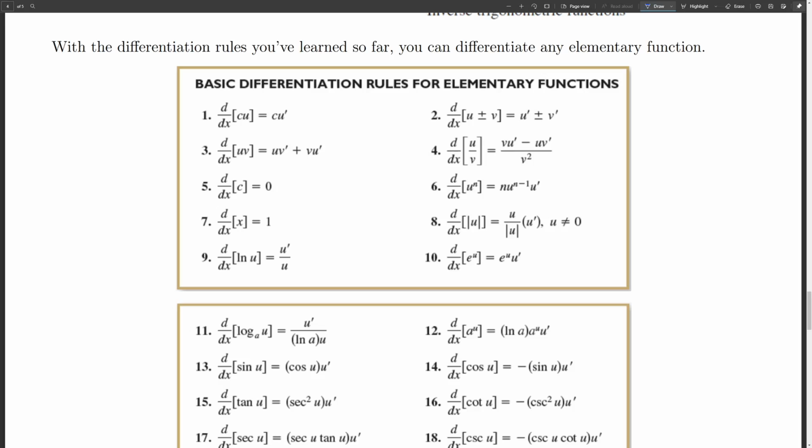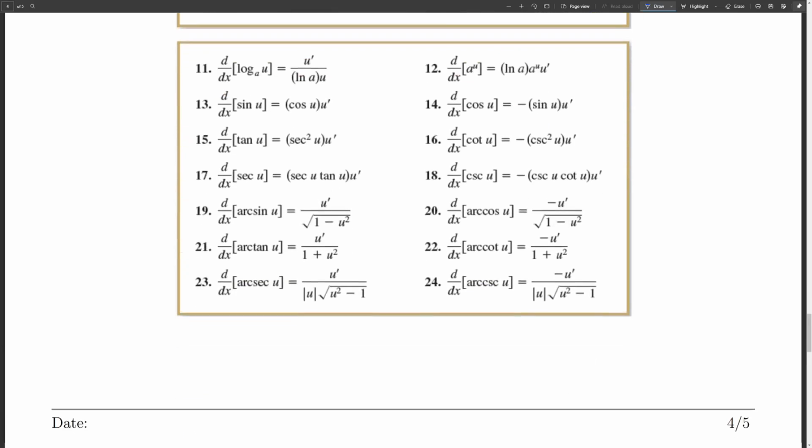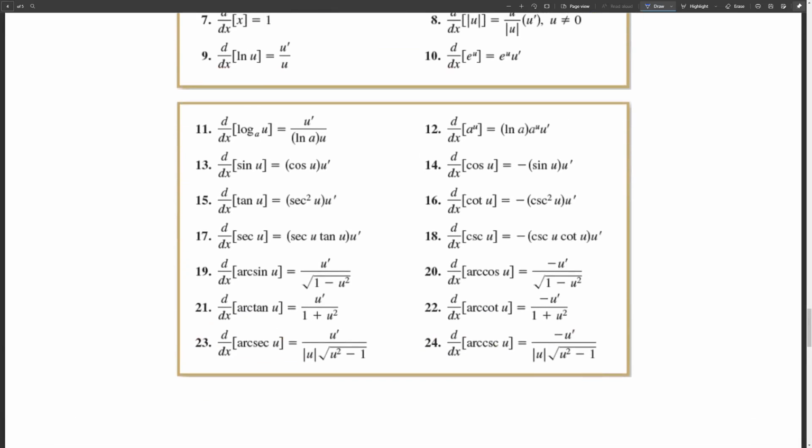I'll highlight a few. We have the product rule here. Derivative of a constant is 0. The quotient rule here. We have the derivative of a sum is the sum of the derivatives. And then we had a couple of derivatives that we talked about in this class. Derivative of the natural log, derivative of the exponential function with base e. And then we have some other bases for the log and for the exponential functions, derivatives of the trigonometric functions, and derivatives of the inverse trigonometric functions.